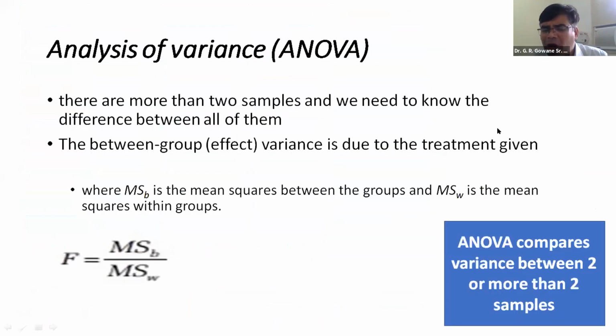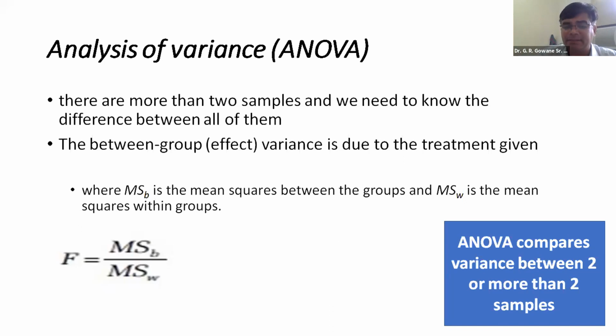Now what if there are two or more than two groups? If there are two groups to be compared, then we can definitely go for the t-test. But sometimes it happens that more than two groups are available for comparison. Like you have a control group, you have drug 1, drug 2, drug 3. So you have different types of drugs and you have a control group. Now you want to compare between all of them. If you have more than two groups, then you cannot apply the t-test.